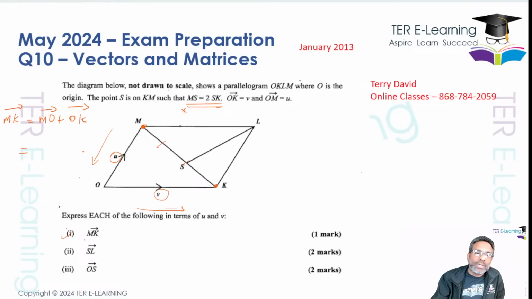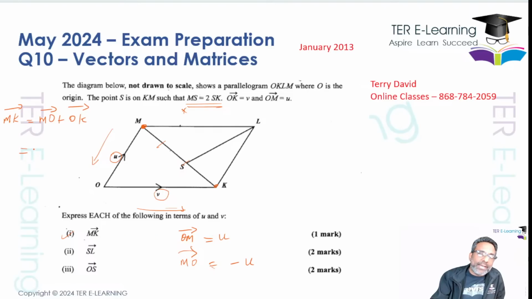Now the vector MO. They told us in the question that OM is equal to U. Anytime you want a vector in the opposite direction, so if you want MO, all you need to do is put a minus sign in front of the vector. Therefore MO is going to be minus U.